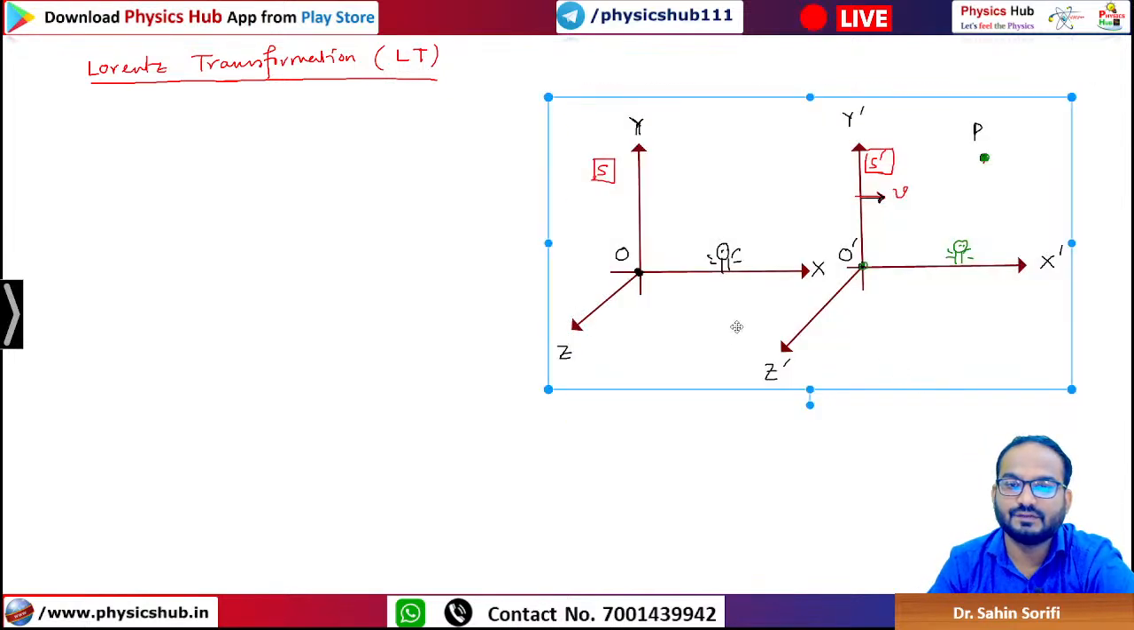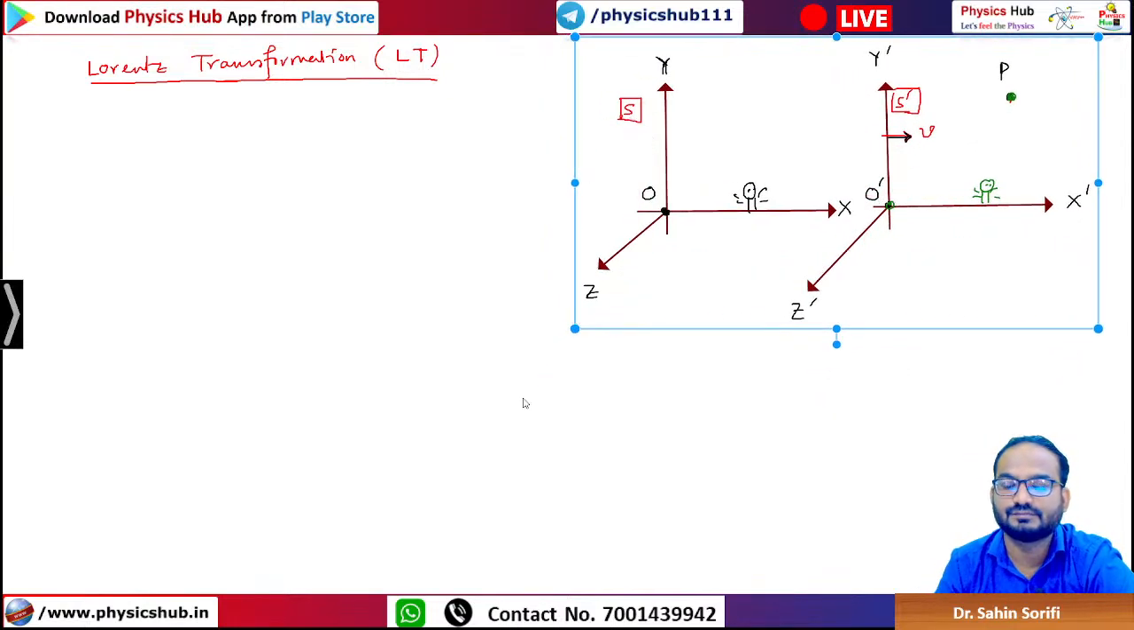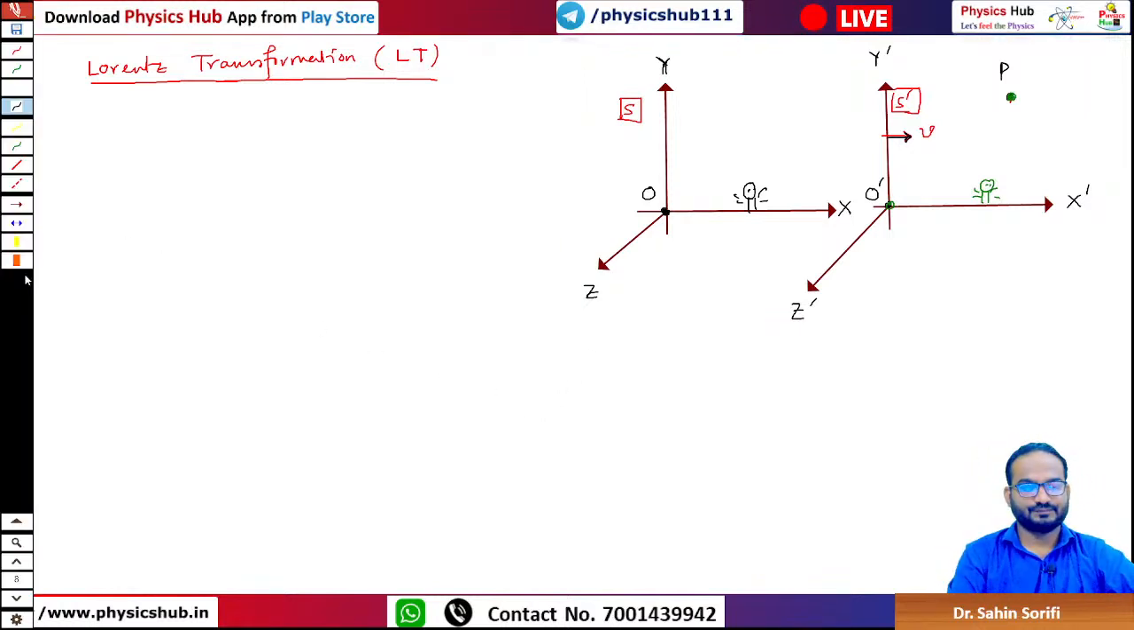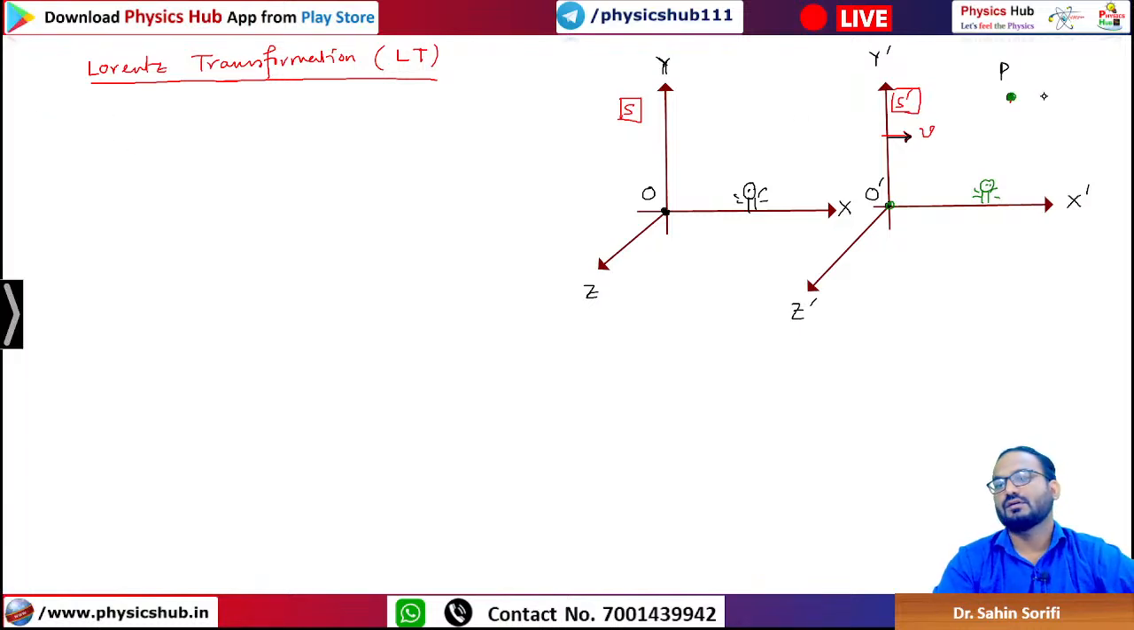Okay, same coordinates you draw. So as per Lorentz transformation, for coordinates was given. Here we talk about an event. S measures this as x, y, z, t. S prime measures it as x prime, y prime, z prime, and t prime.